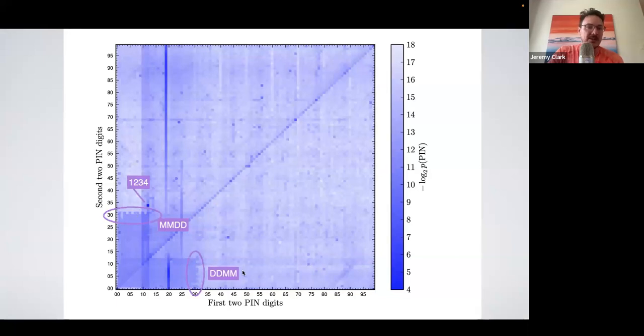And then of course down in the US, they tend to do month, day instead of day, month. And so you see that this exact same pattern appears, but it's just flipped, not about the axis, but about the y equals x line. Okay, so dates are popular.